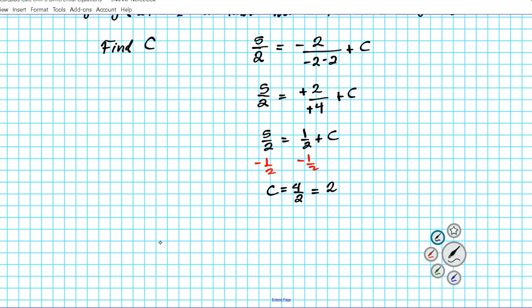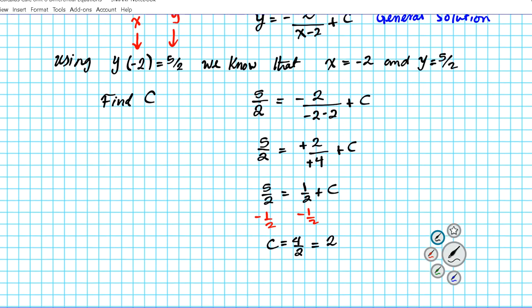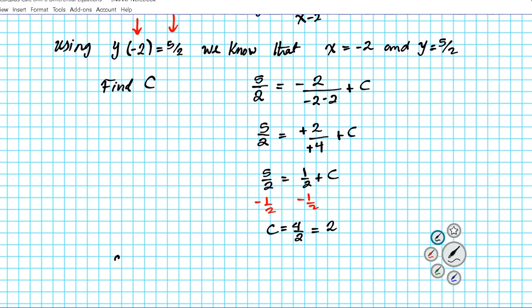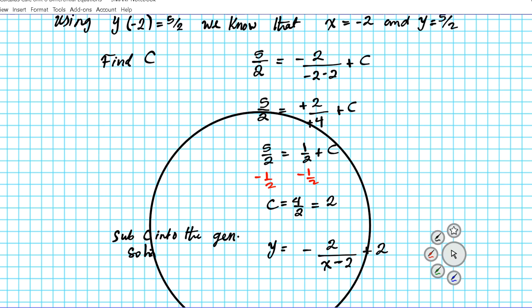Now let's go ahead and write down the particular solution. We'll just substitute C into the general solution that we have. If we do that, that will give us our final answer in this particular problem. So we're going to have, let's see, what's the general solution? Y equals negative 2 over x minus 2 plus C, which is plus 2. Okay, and ladies and gentlemen, this is the particular solution of the differential equation.